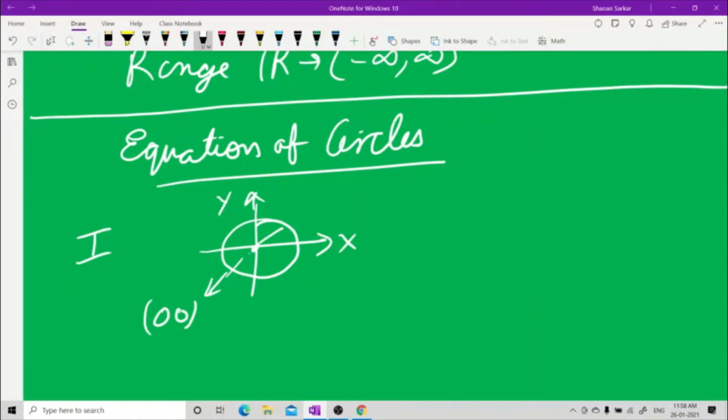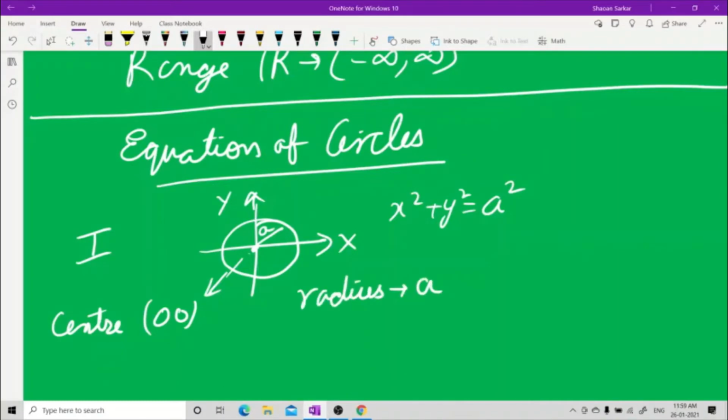Say a, whatever the radius may be. This is the radius a. Then x square plus y square equal to a square. This is the equation of a circle with center 0, 0, radius a. That's all. Next one.